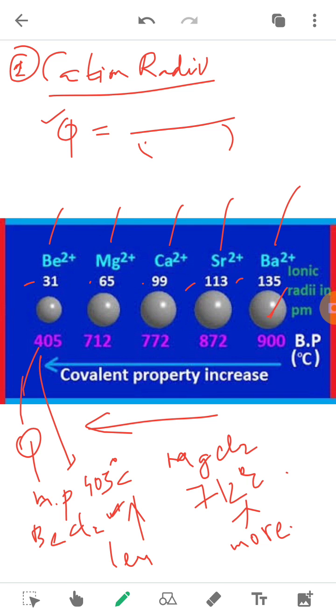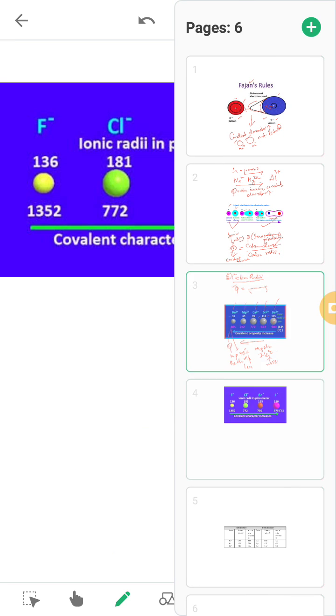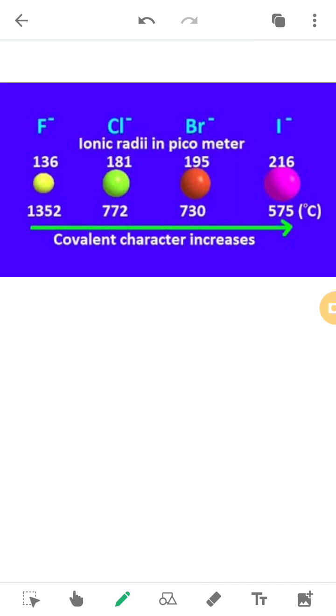Next factor. This is the next factor. What can we see in the next factor? See, fluoride, chloride, bromide and iodide. So we can see the radii of ions now, of anions. There we have seen the cation; now we will see the anion. Now see the ionic radii in picometers: 136, 181, 195, 216.